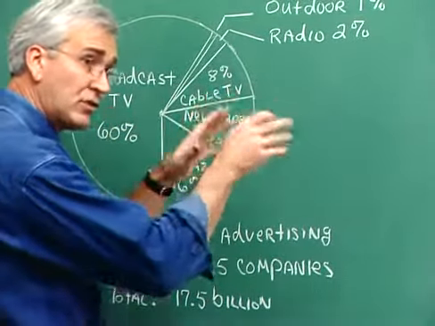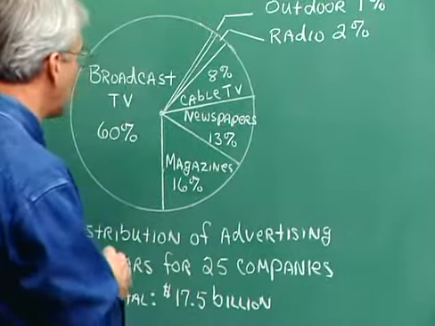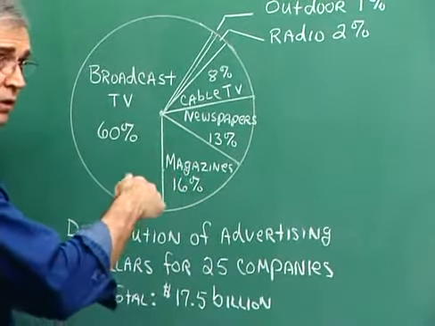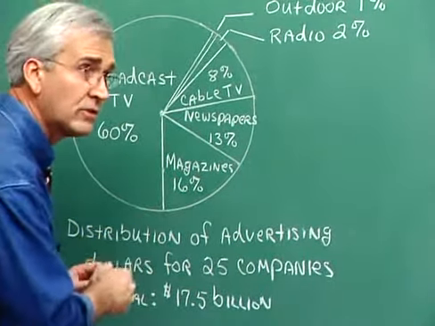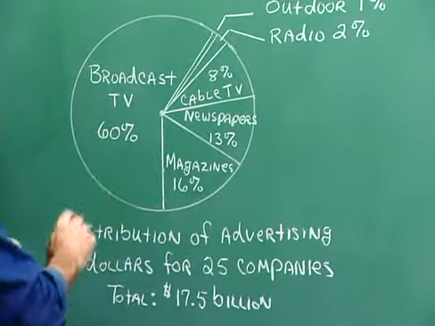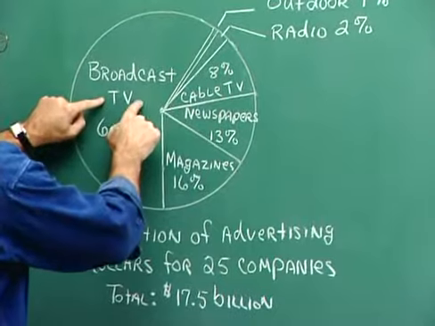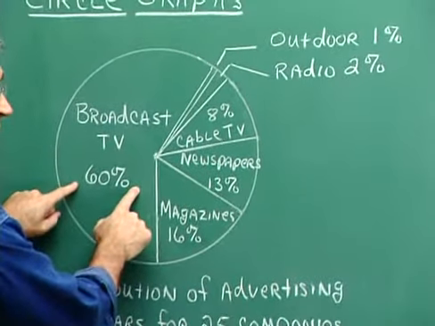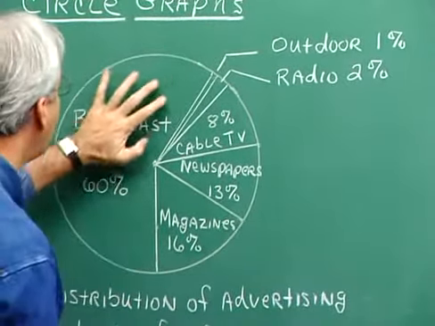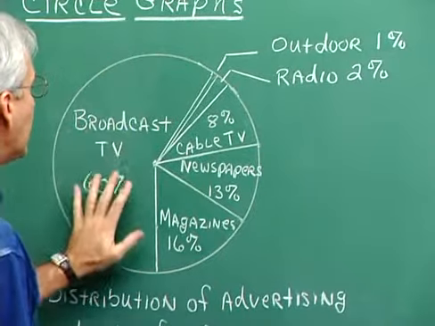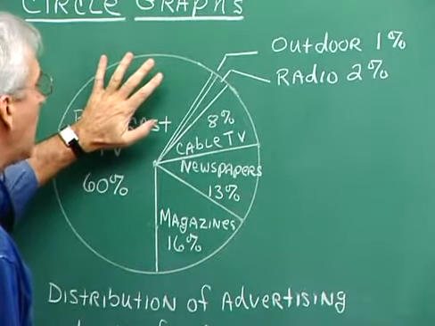So our answers when we do problems are going to be just a little bit different as well. In the book, the total is 17.8 billion. I made it 17.5 billion. All right, at any rate, what we're seeing here is that broadcast television is 60% of that total. So by far, broadcast TV advertising is the most prominent kind.